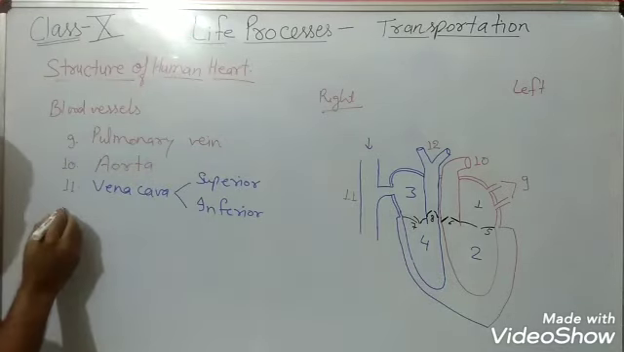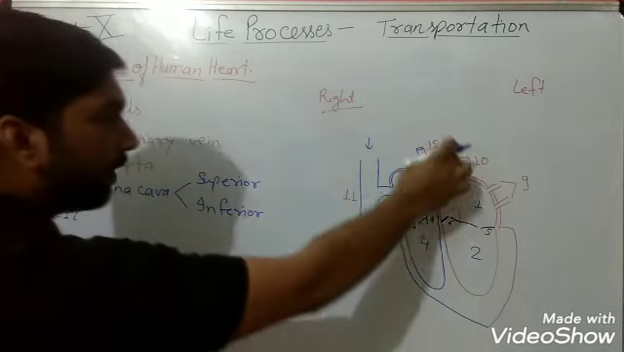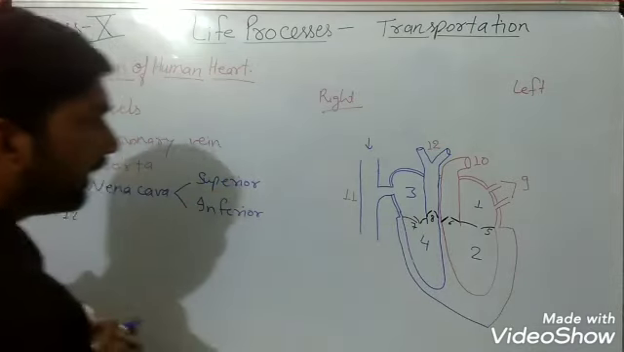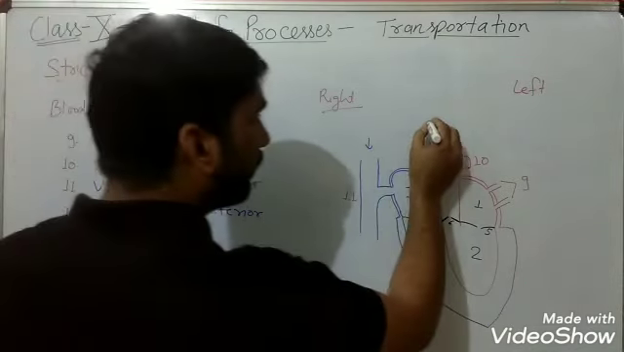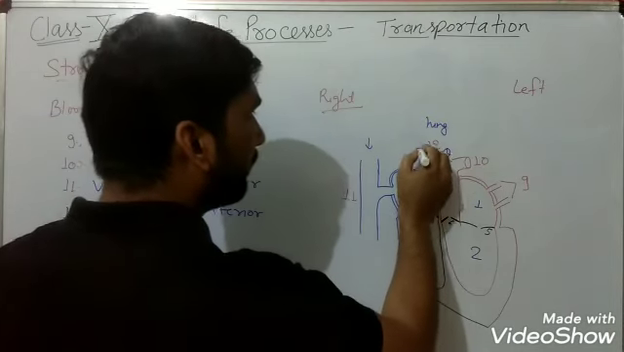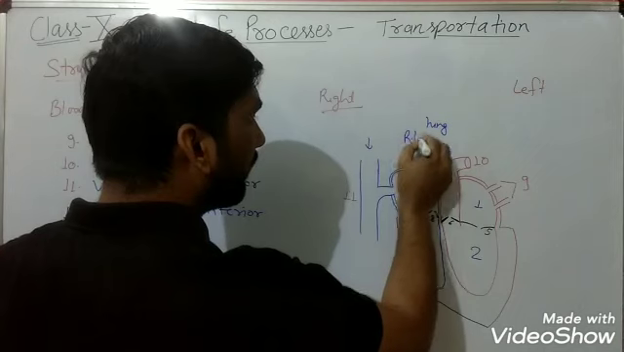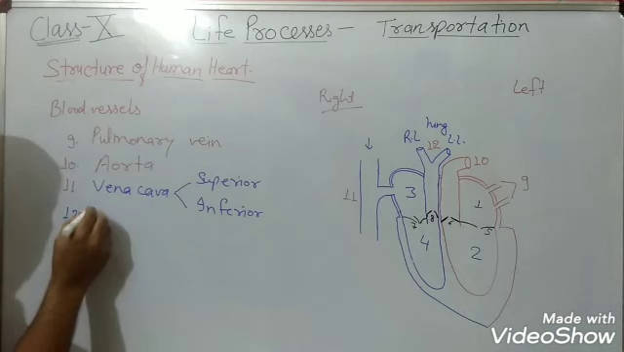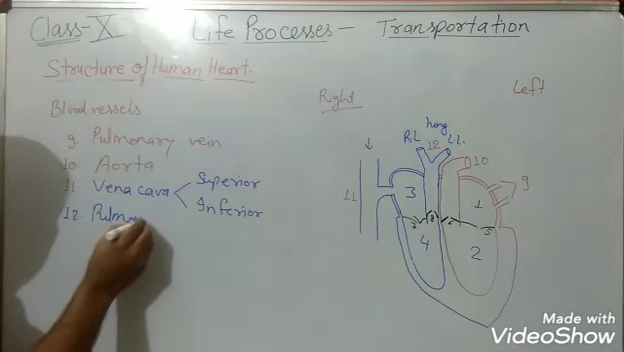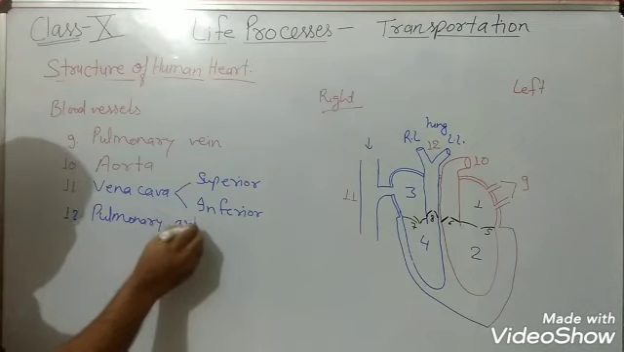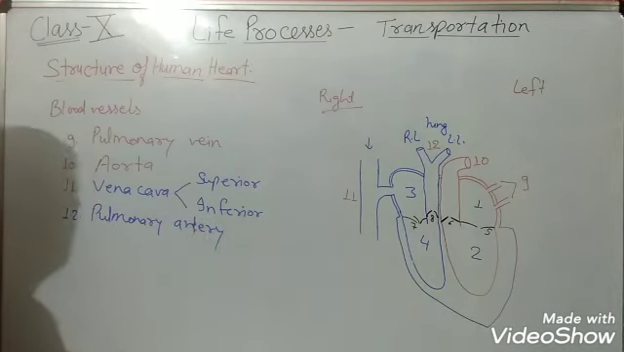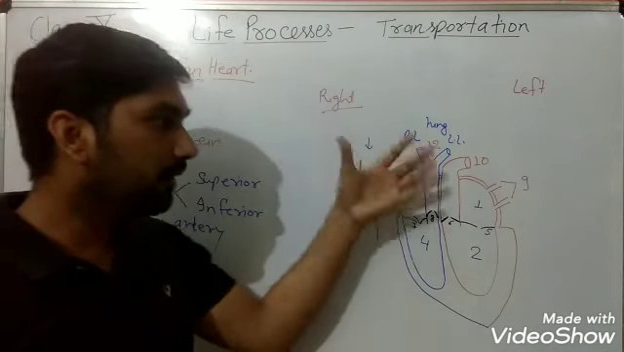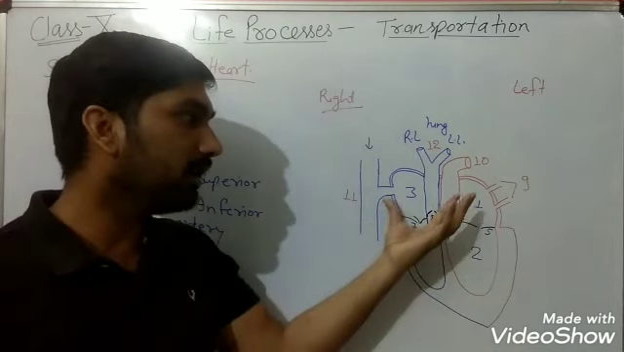Finally the last one, number 12. This blood vessel is again going away from the heart, and it is going to the lungs, one to the right lung and one to the left lung. So this artery is termed the pulmonary artery. So these are the 4 blood vessels which enter the heart and leave the heart.